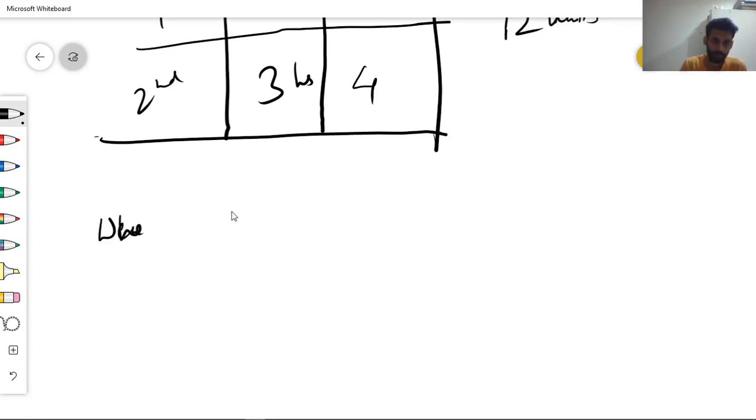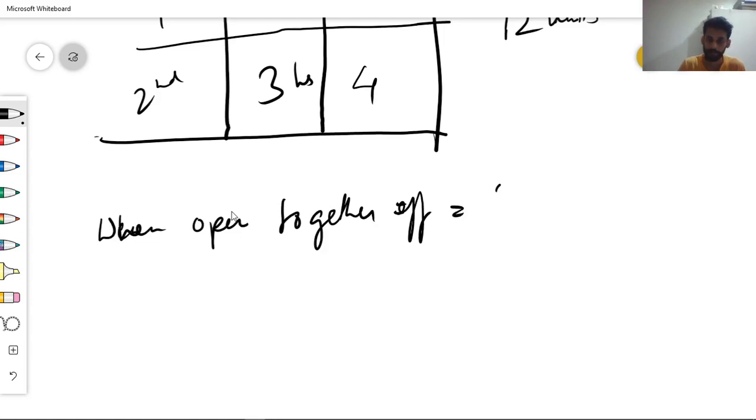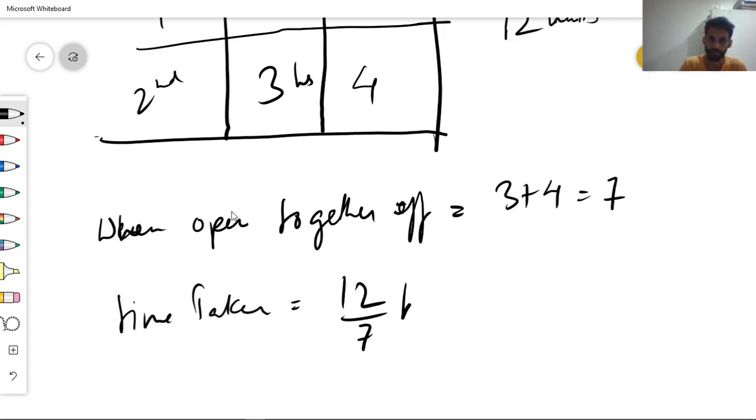When open together, the efficiency will be 3 plus 4, that is 7. So time taken will be 12 divided by 7 hours. So 12 divided by 7, 1 and 5 by 7 hours. Okay.